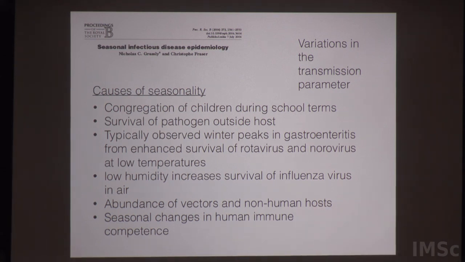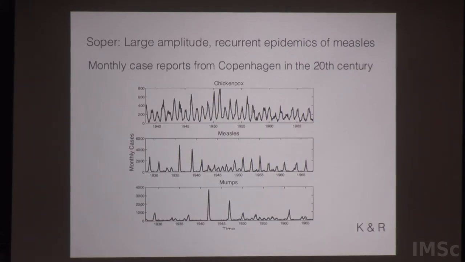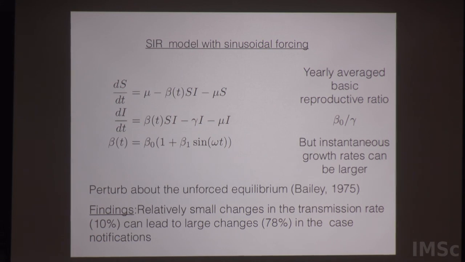Also seasonal changes in human immune competence. There are just times when your immune system functions better and times when it functions worse. This is also a function of season. You have your own bodily clocks that determine the levels of, for example, immune molecules in your system. All of these are actually important. Here is some data for chickenpox, measles and mumps from Copenhagen sometime in the 20th century, between 1930 and about 1965. The way one does that is the following, and this should be obvious to you by now.